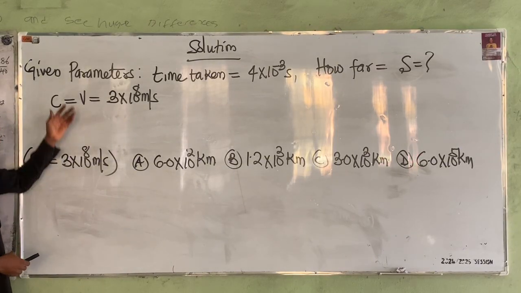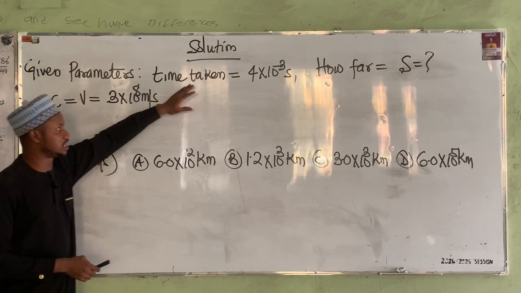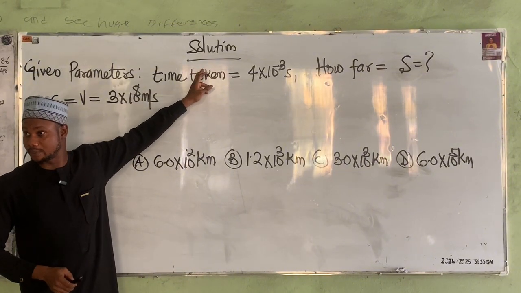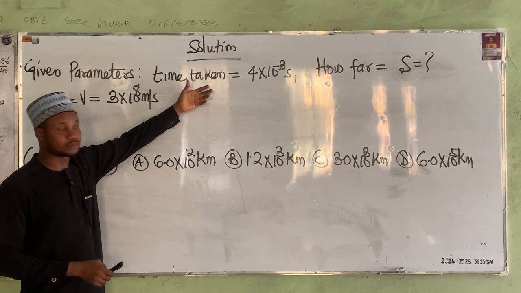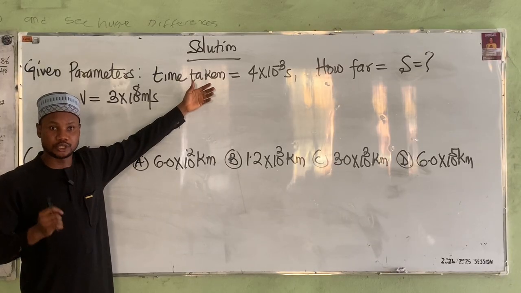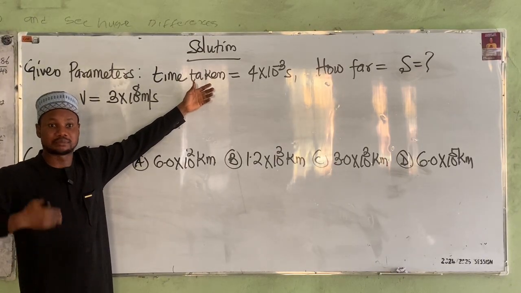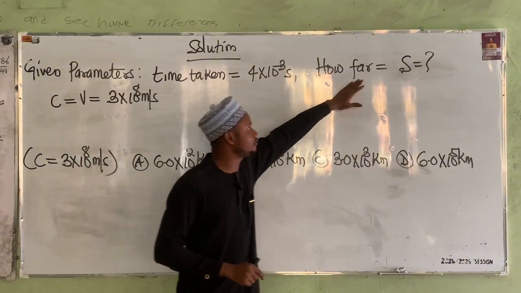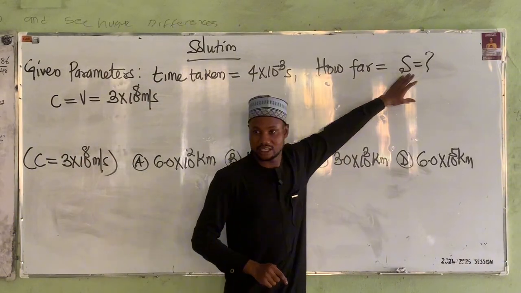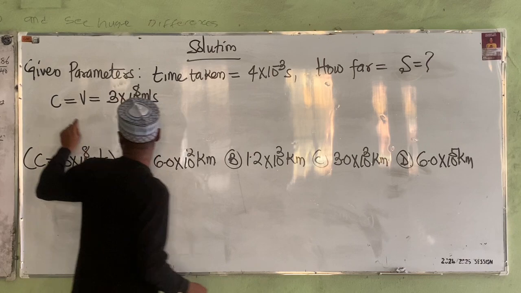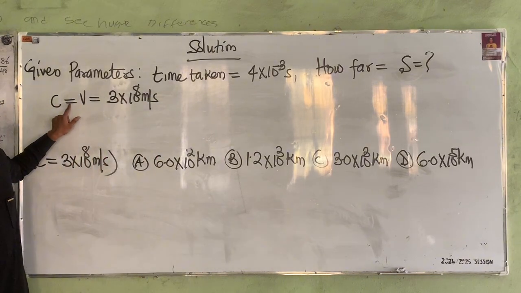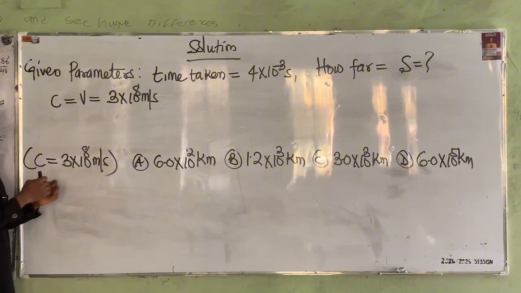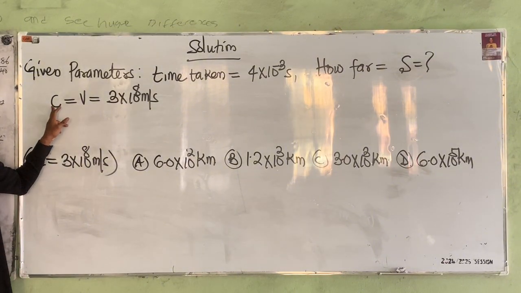So class, we have listed out the given parameters here: time taken. Of course, they did not say period. If it were period, it would be capital T, right? So this is time taken, not period. If it's period, they will tell you period, or they will tell you the time taken to cover one circle, okay? So this is the time taken. They said how far. How far means distance. Now the next is the velocity given to us here, the velocity of light. So the difference between this C and this V here is that it is the same thing, but this one is for light. I hope you get this.